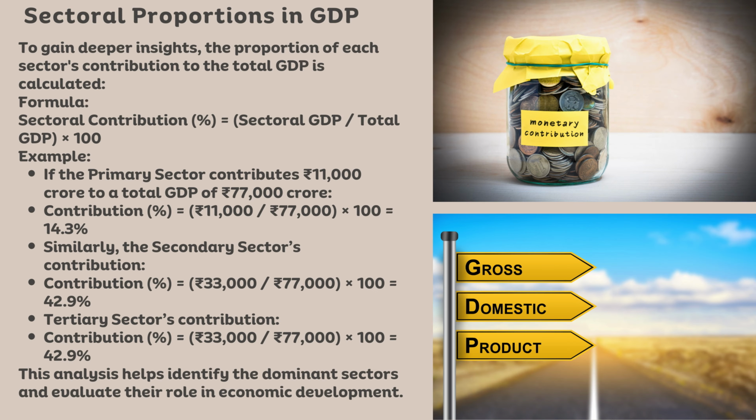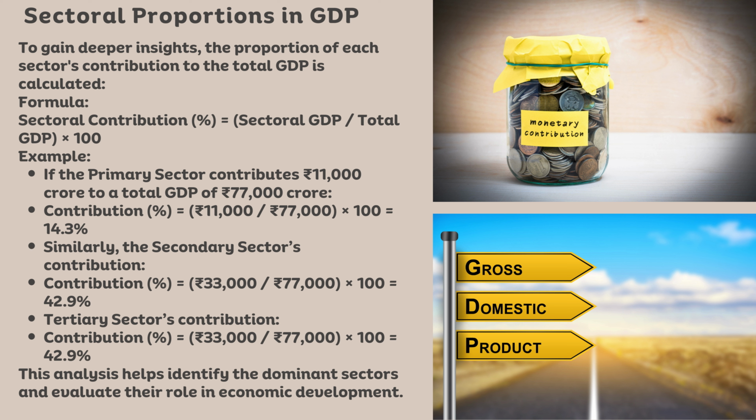Sectoral proportions in GDP. To gain deeper insights, the proportion of each sector's contribution to the total GDP is calculated. Formula: Sectoral contribution percent = (sectoral GDP ÷ total GDP) × 100. Example: if the primary sector contributes 11,000 crore rupees to a total GDP of 77,000 crore rupees, contribution percent = 11,000 ÷ 77,000 × 100 = 14.3%.